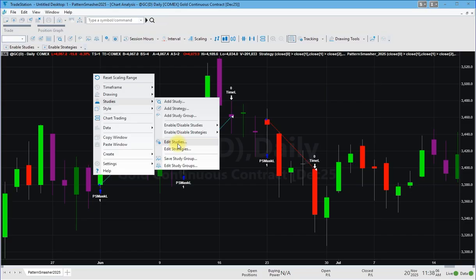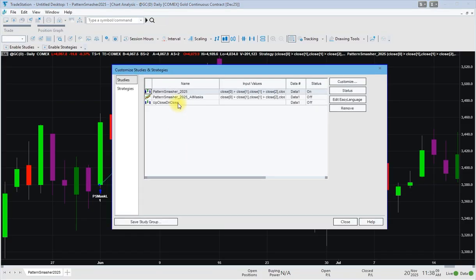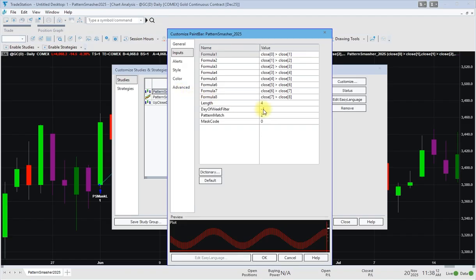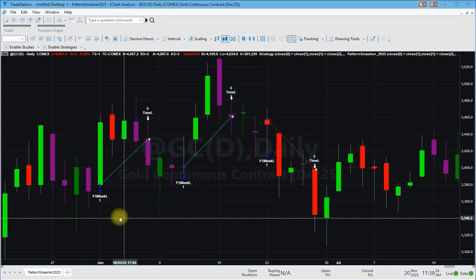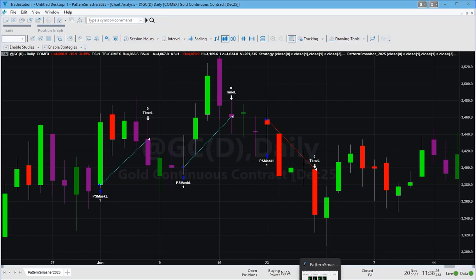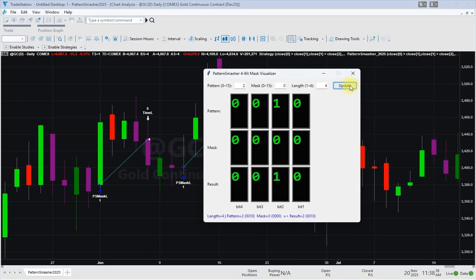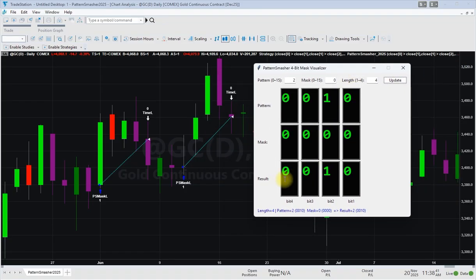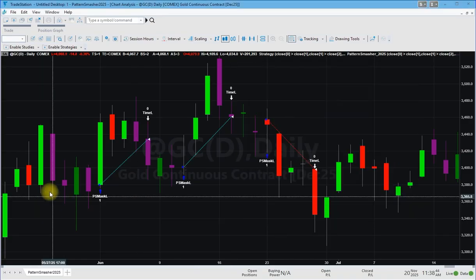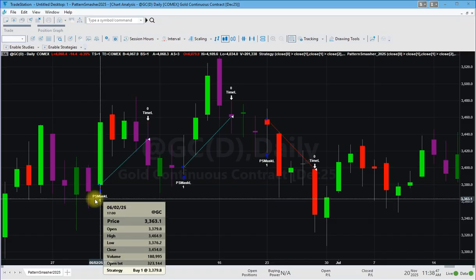So let's edit the study. Let's look at PatternSmasher paint bar, and I'm going to look at pattern match 2, which I think we decided was the best. So let's go ahead and make sure that's right. And PatternSmasher 2 pattern, let's put 2 in here just to make sure. And we're going to put the 0 mask. Hit update. It was a down close, up close, down close. So we have down close, up close, down close, buy.